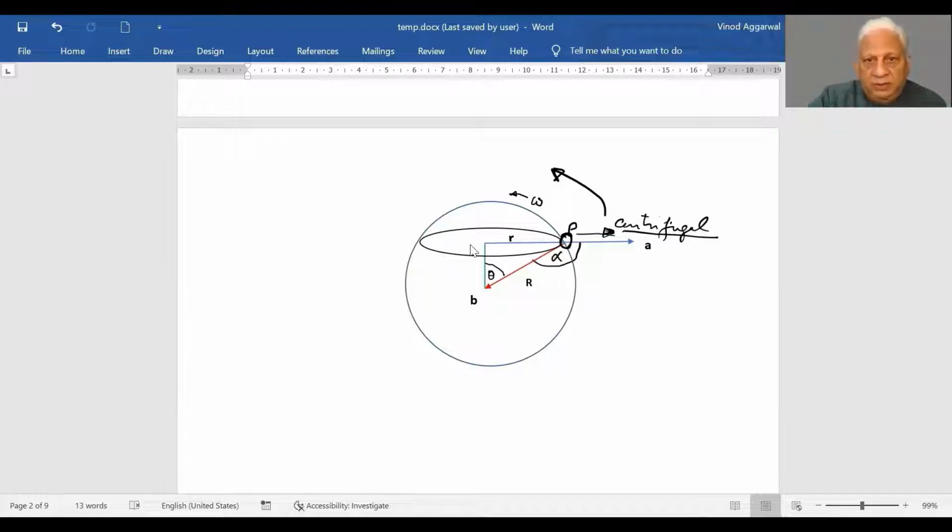The magnitude of this centrifugal force will not be the same everywhere because the radius is changing everywhere. This angle theta is changing everywhere. Okay, so let's analyze it. Let's say there is a particle P which is making an angle theta with the vertical.